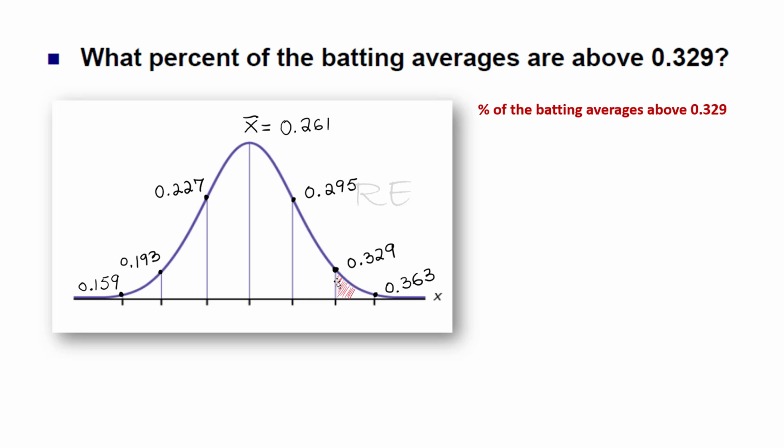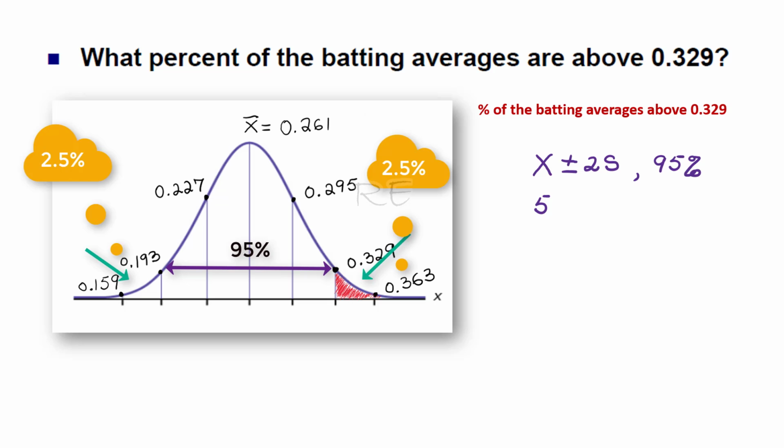What percent of batting averages are above 0.329? This is the portion of the graph that they are concerned with, the portion that's above 0.329. Now, according to the empirical rule, 95% of the data will fall within 2 standard deviations from the mean. We're left with 5%, and since the graph is symmetrical, 5% will be shared equally between the two tails.